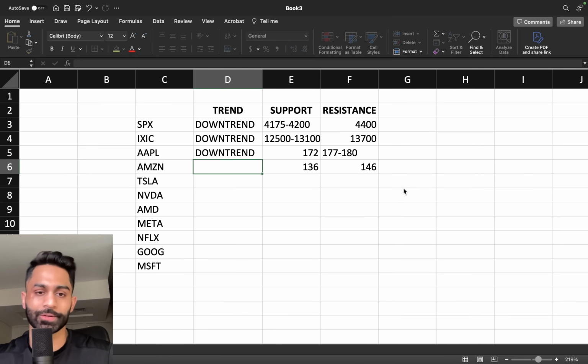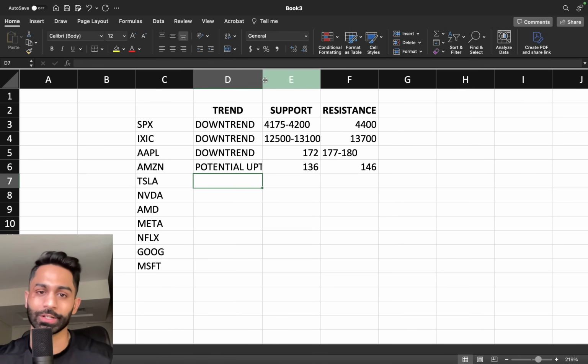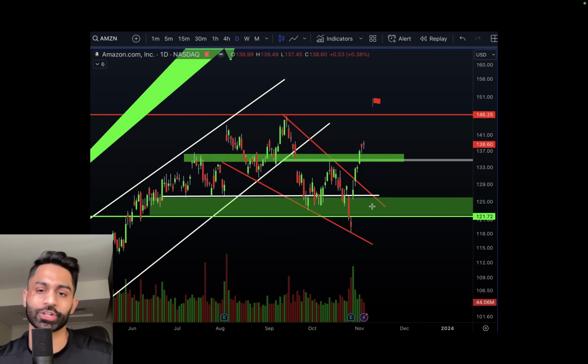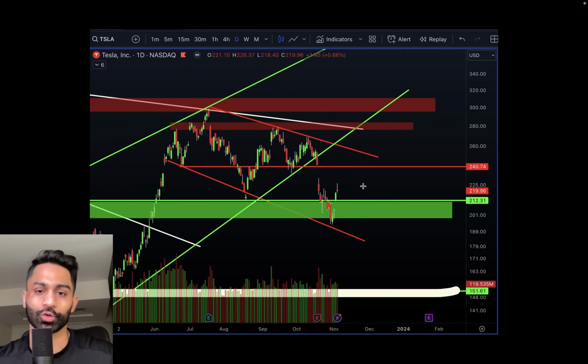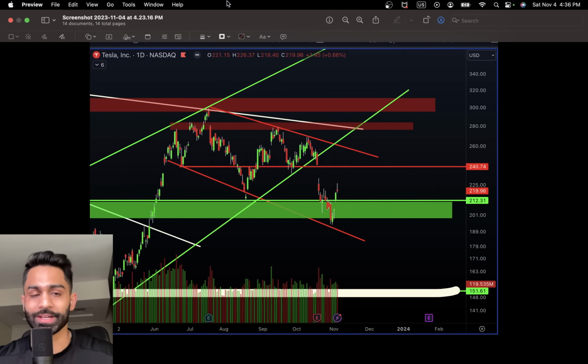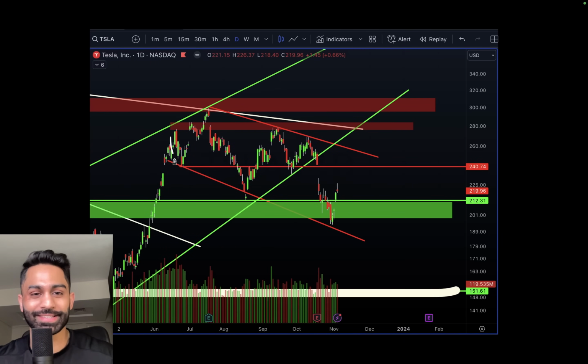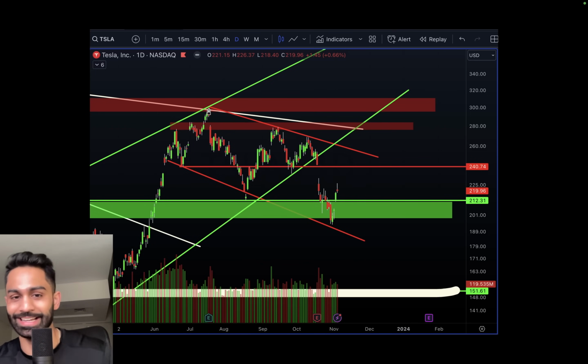Okay. And in terms of trend, I will just write down potential uptrend, right? Because right now we're still making a higher high. So that's good. We broke out of that downtrend. So there's potential here that could lead to an uptrend. Tesla here, on the other hand, still very much in a downtrend. So lower highs and lower lows, very similar to the S&P, NASDAQ, and Apple.